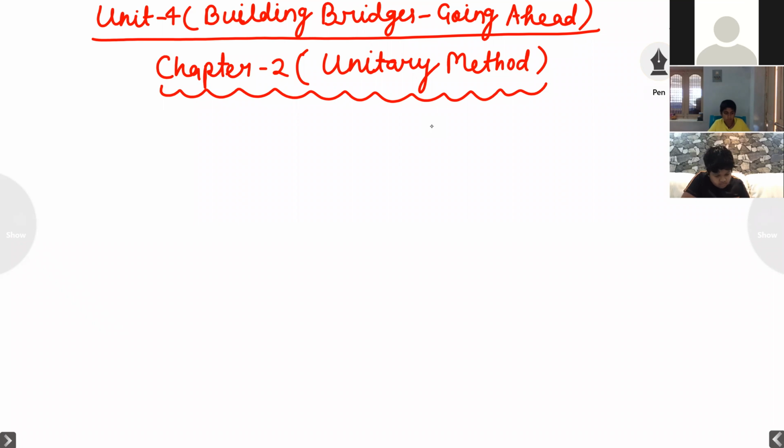This chapter also, students, you are learning for the first time in your life. Concentrate here. What is unitary method? I request everyone, stop writing, concentrate here. What is the meaning of unitary method?